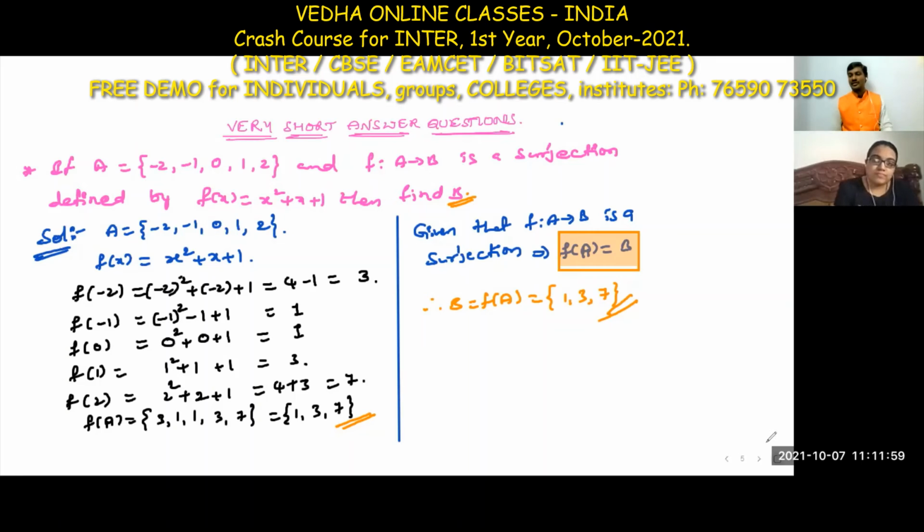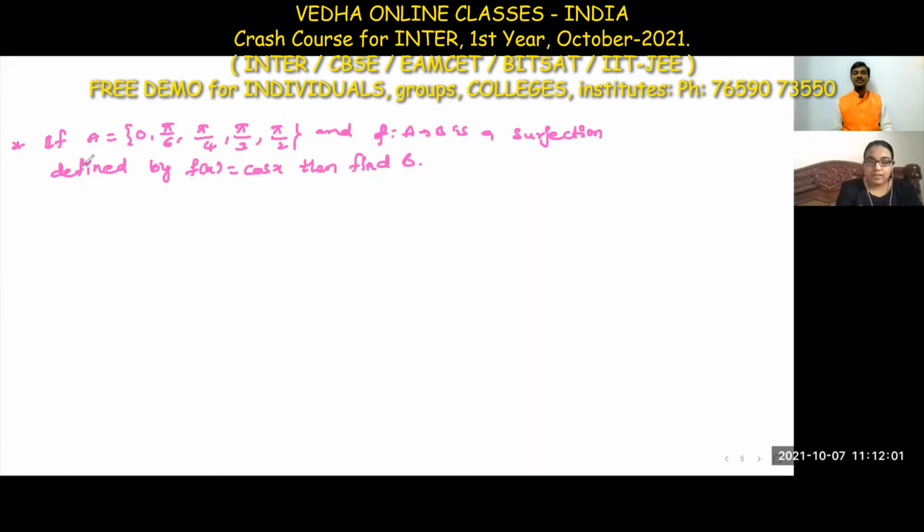Understood? Okay, like this, let's go to the next question. If A is equal to {0, pi by 6, pi by 4, pi by 3, pi by 2}, and f maps from A to B is a surjection defined by f(x) equals cos x, find B. So here, what is given? First write the given data.